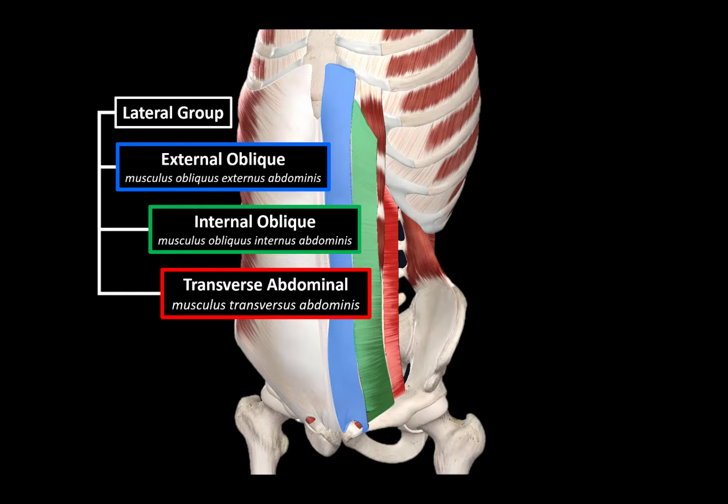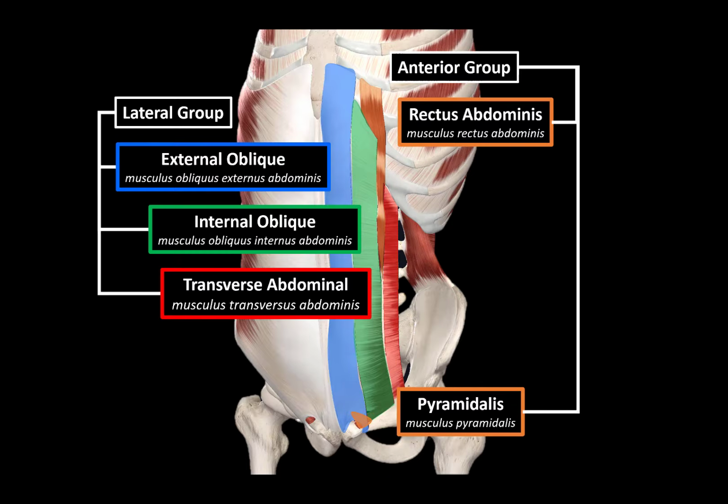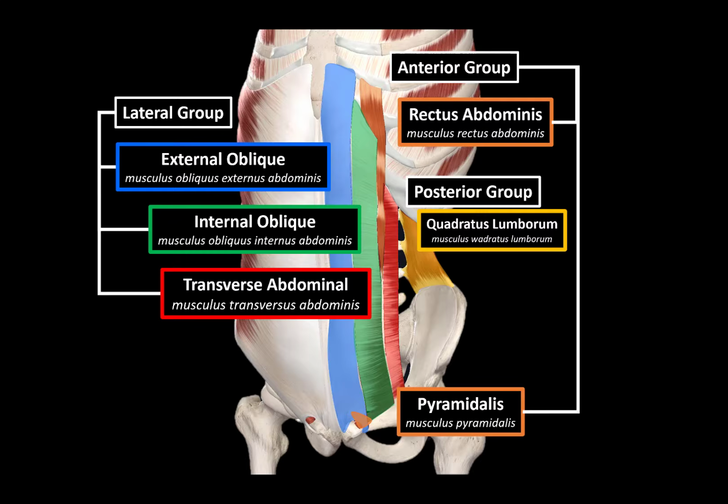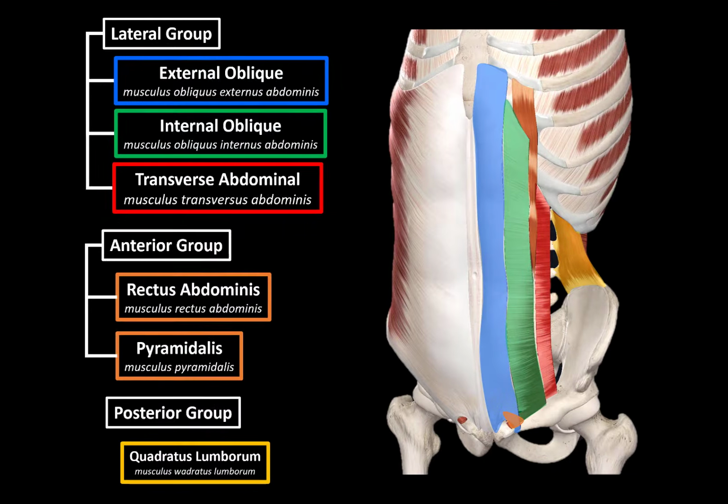So the muscles of the abdomen are organized into three groups, and these are the lateral group. Then we have the Rectus Abdominis and a tiny muscle called the Pyramidalis. These two are considered the anterior group of muscles. And then the posterior group has only one muscle, called the Quadratus Lumborum. So these are the muscles we're going to focus on in this video.